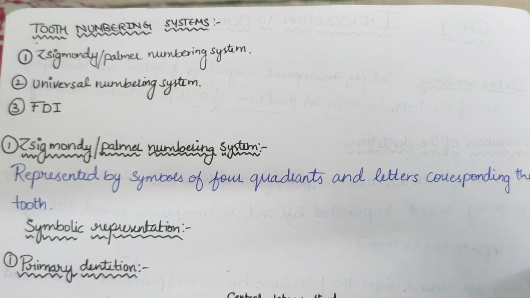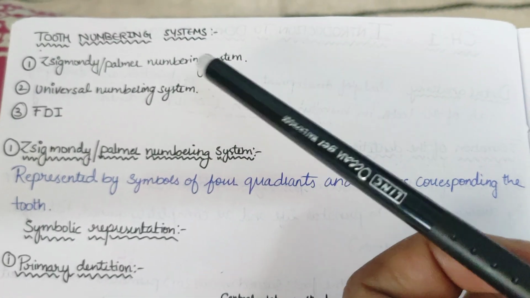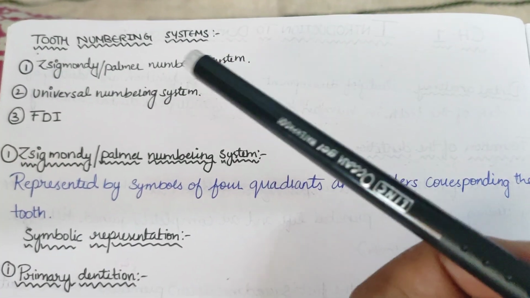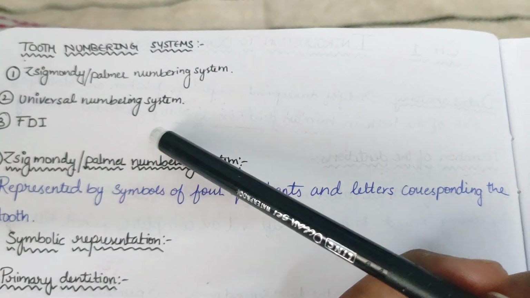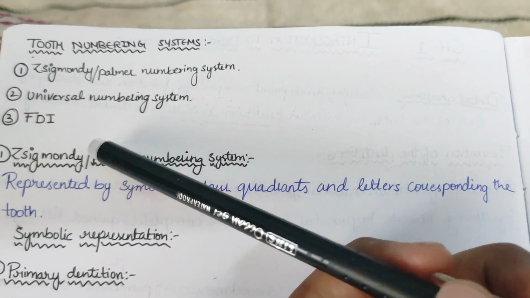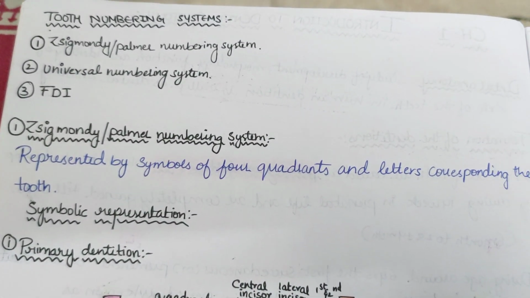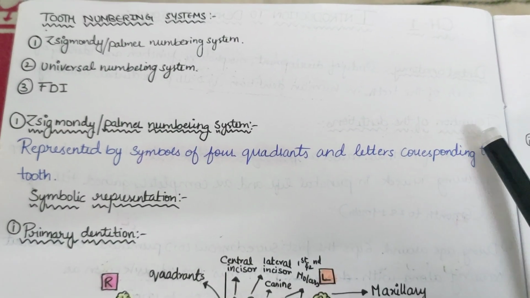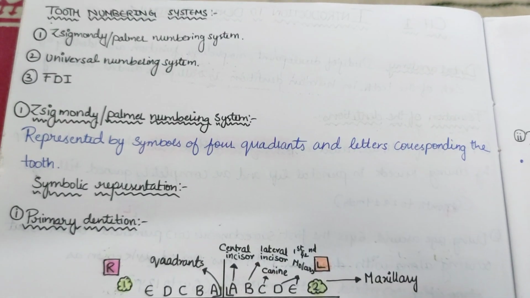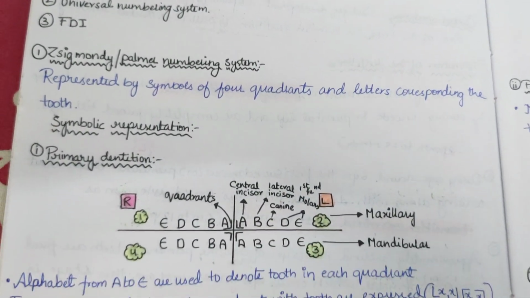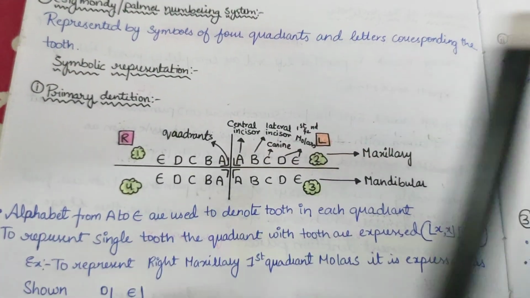Now let us go to the tooth numbering system. We have three types of tooth numbering system: Zsigmondy or Palmer numbering system, then universal numbering system, and FDI. First let us start with Zsigmondy or Palmer numbering system. It is represented by symbols of 4 quadrants and a letter corresponding to the teeth. Here we will explain it.